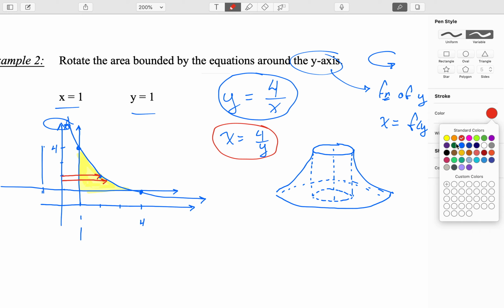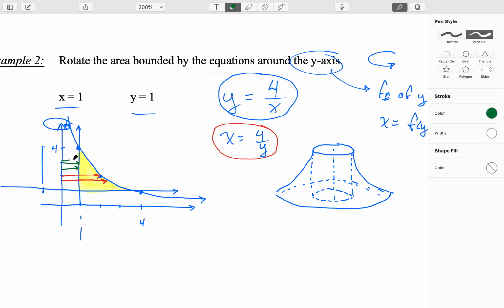What about the inside one? Well, the inside is from here to here. Oh, and it's just a constant 1, right? It's just 1, 1, 1. It's because it's a straight vertical line, this is just a constant 1.